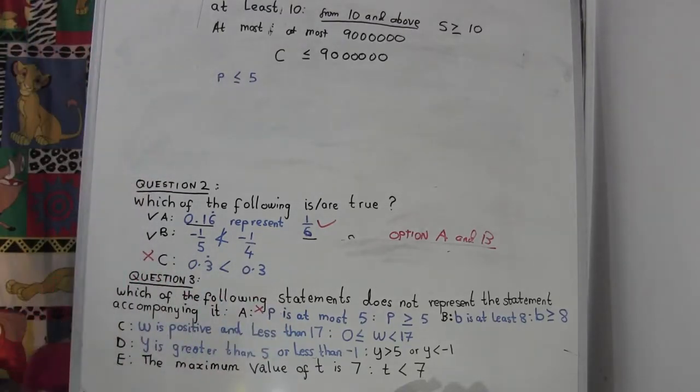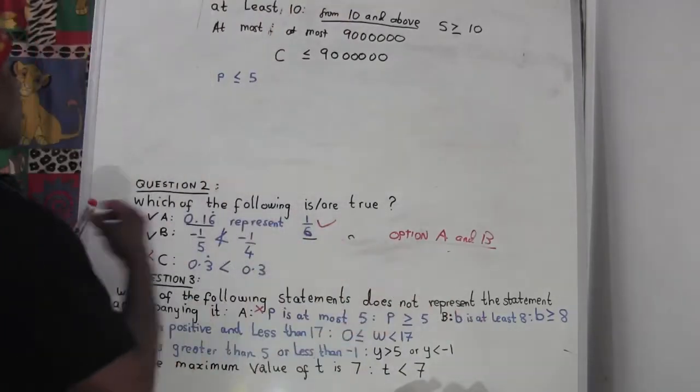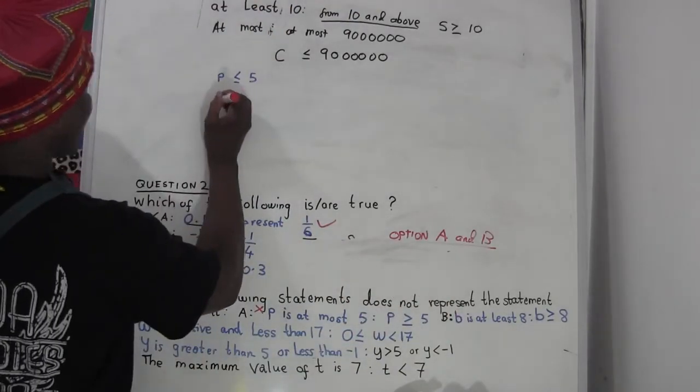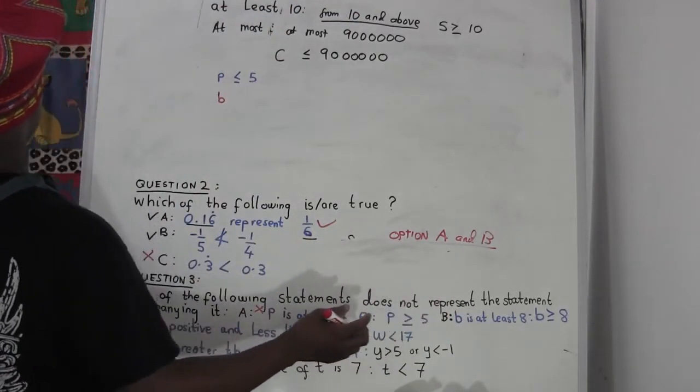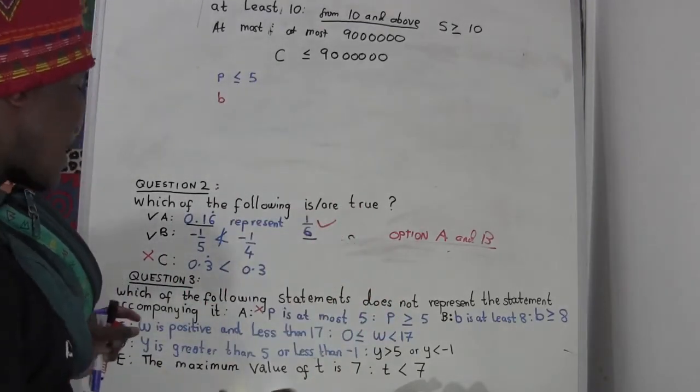I hope you understand. If you got a question, let me know. Now we'll go for B. B is at least 8. Don't look at there. Say B is at least 8. What does that mean? At least means from 8 and more.